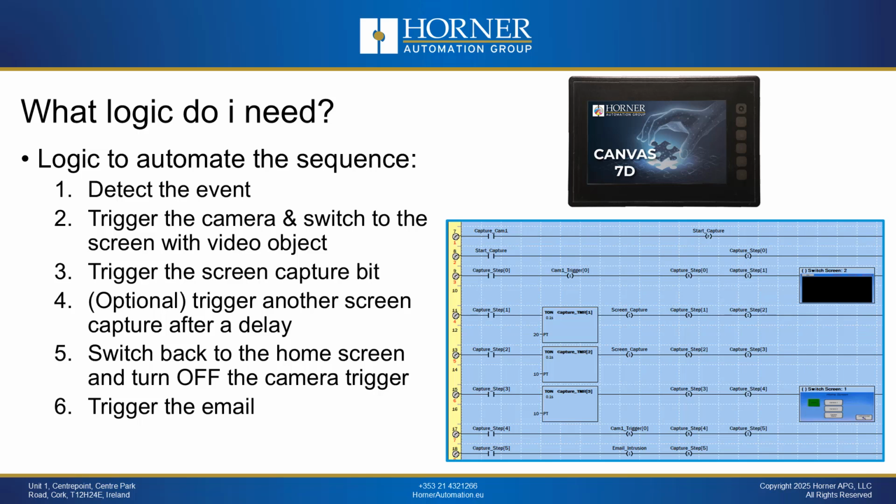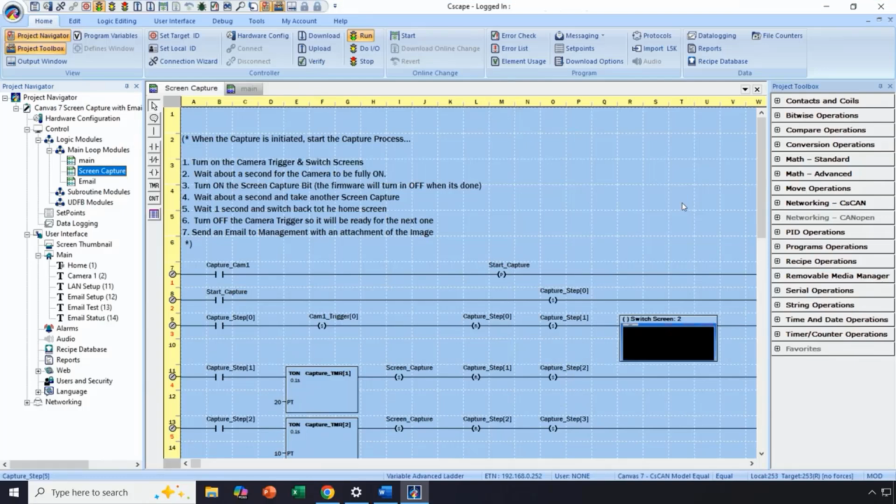The same applies to the email trigger, which is turned off by the firmware upon completion of the email transmission. This sequence outlines the necessary programming steps to implement the process. For our demonstration, let's start by taking a look at our example program in Cscape for today's application.